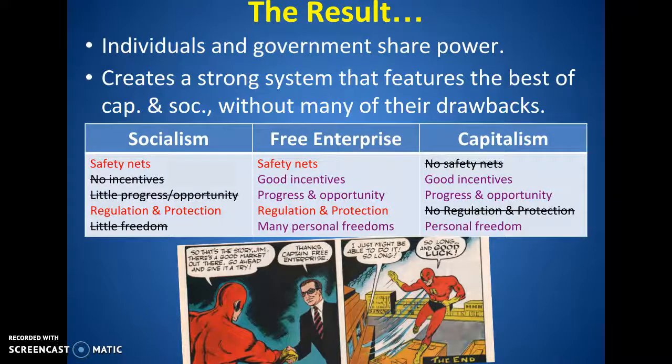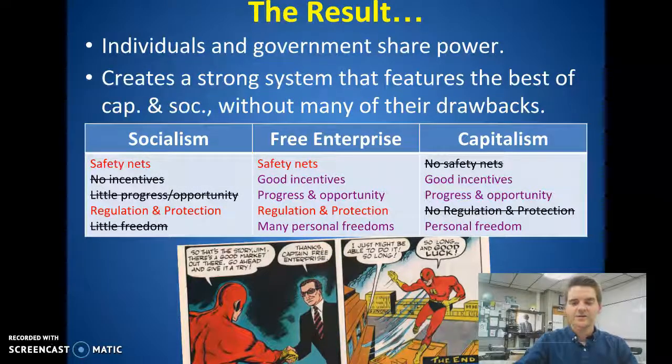So you can take the best parts over here of socialism and leave those bad parts behind, and take the best parts of capitalism, leave those bad parts behind, and you get free enterprise, which is sort of the Goldilocks style of economics. It's not too hot, it's not too cold, it's just right. So that's it. That's our free enterprise system. It's not too bad, is it?